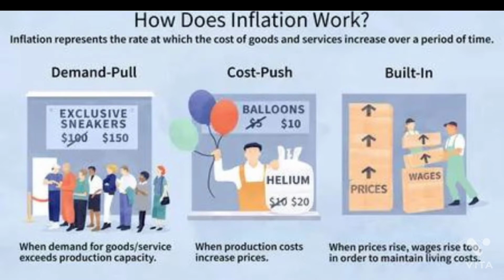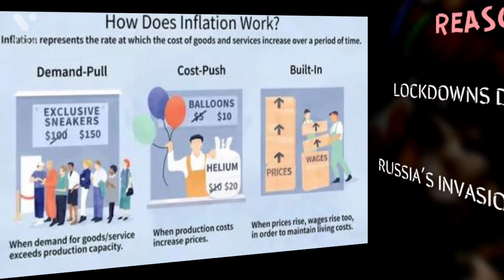The second one is cost push. Cost push inflation is a result of increase in price working through the production process inputs. The third one is built-in. When the price rises of product, wages rise too in order to maintain the living cost.